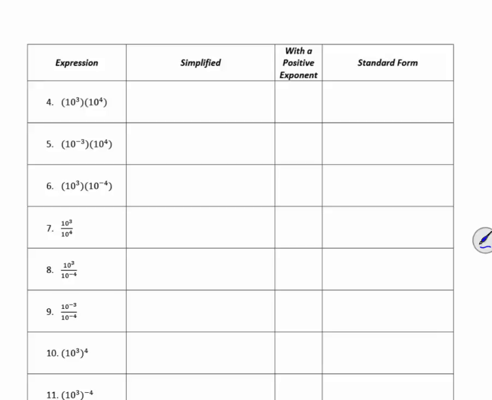So here I have 10 to the 4th, 10 to the 3rd times 10 to the 4th. Bases are the same, they're being multiplied. So you keep the base, you add the exponents. 3 plus 4 is 7. That's already a positive exponent, so I don't have to worry about that. Standard form, that's going to be 1 with 7 zeros. That's what that tells me.